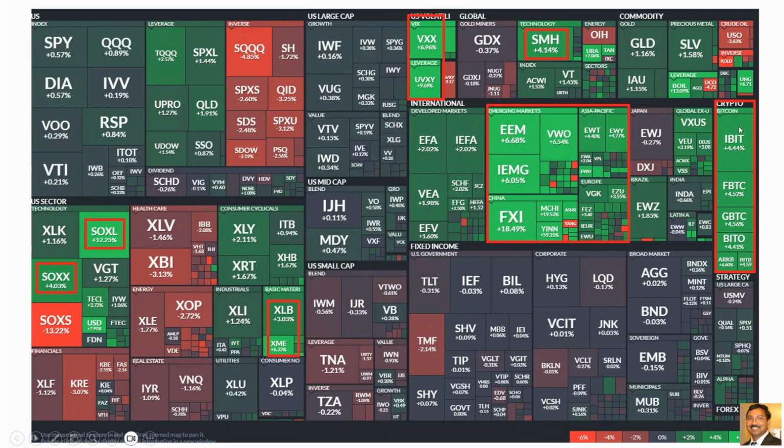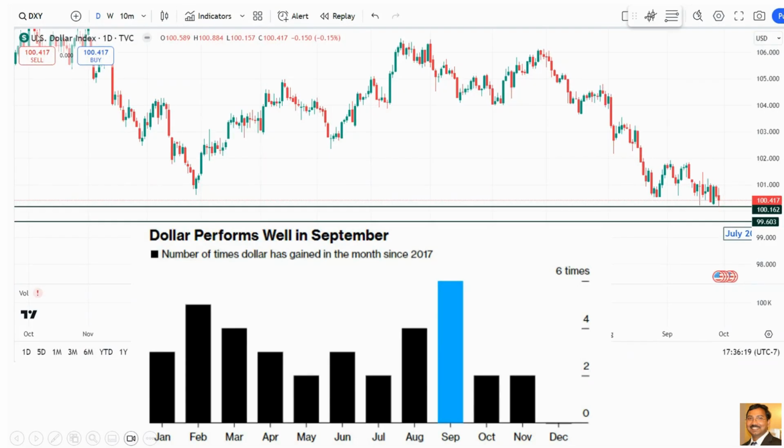We know that October, November, and December have very good bullish seasonality for crypto, and also global liquidity is coming up as interest rates are going down globally. And on the DXY dollar index daily chart, it has very good support at 100, and if it breaks, then it can come back to the 99 level.